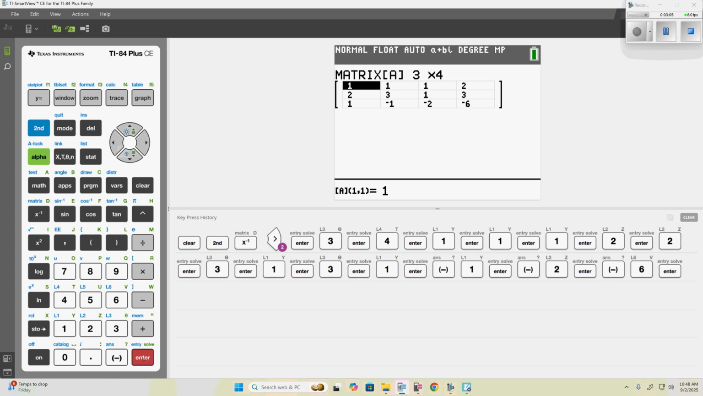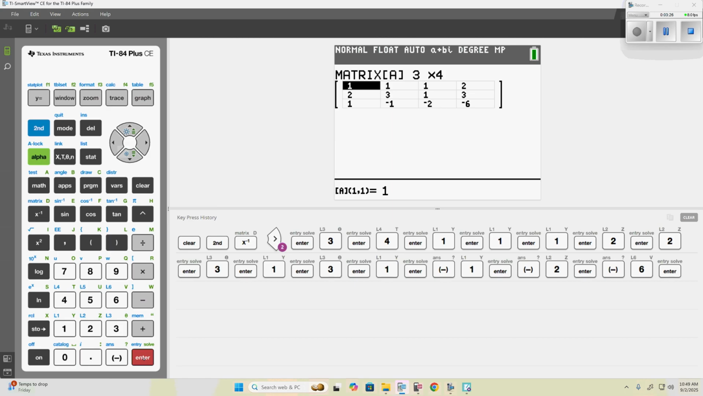Yes, sir. For matrix A, it only is a 2 by 4. So the first thing we type in are the dimensions. So up at the top, if it says 2 by 4, we would have to change the 2 to a 3. Any other questions?